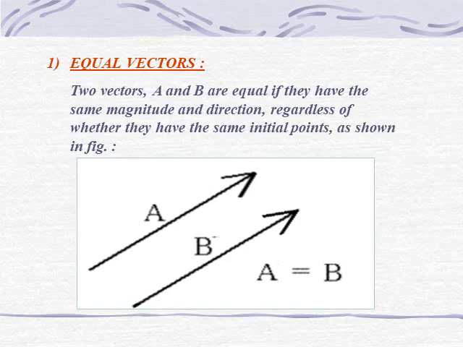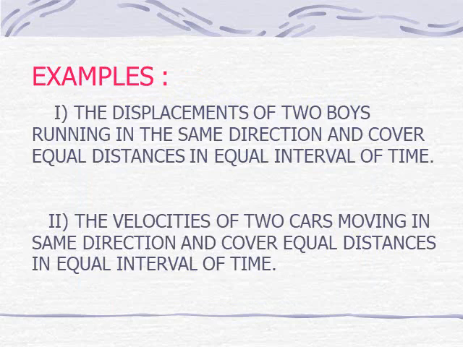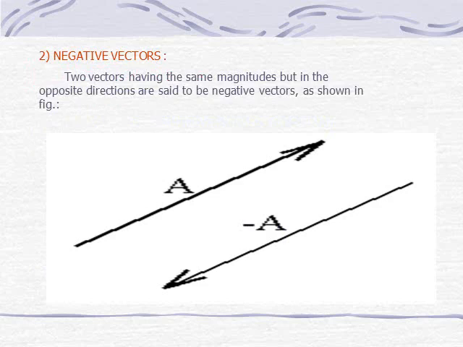For example, the displacements of two boys running in the same direction, and they cover equal distance in equal intervals of time. And also, the velocities of two cars moving in the same direction, and if they cover equal distance in equal intervals of time, then the vectors are said to be equal vectors.